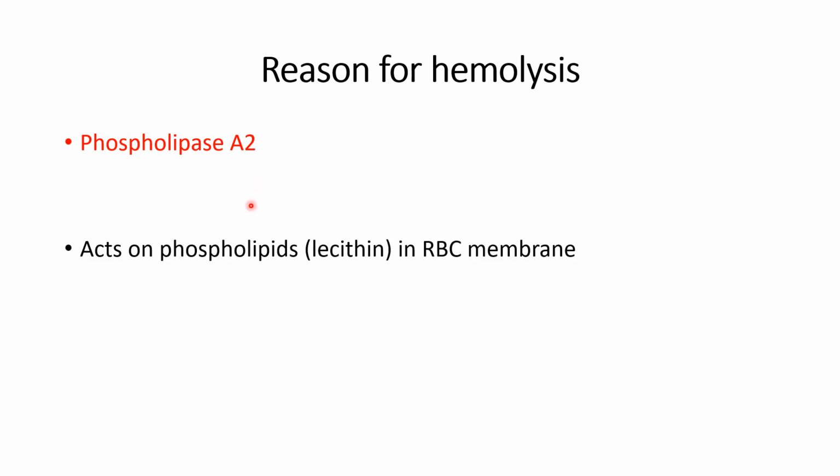Now let's see the reason for hemolysis in viper poisoning. The viper venom or viper toxin contains the enzyme phospholipase A2. You remember the site of action? Phospholipase A2 will cut at the second unsaturated fatty acid which is attached to the glycerol backbone. So when it acts on particular phospholipids, most commonly lecithin present in the RBC membrane, this phospholipase A2 will act on these phospholipids present in the RBC membrane.